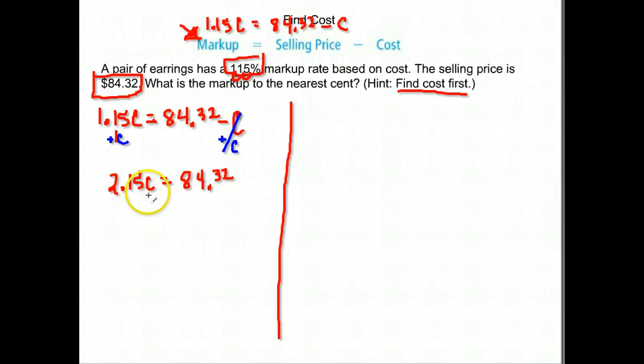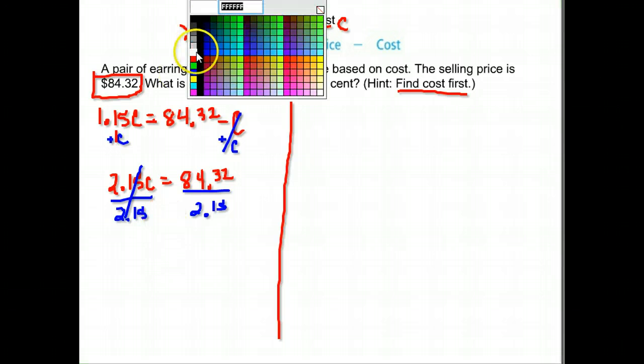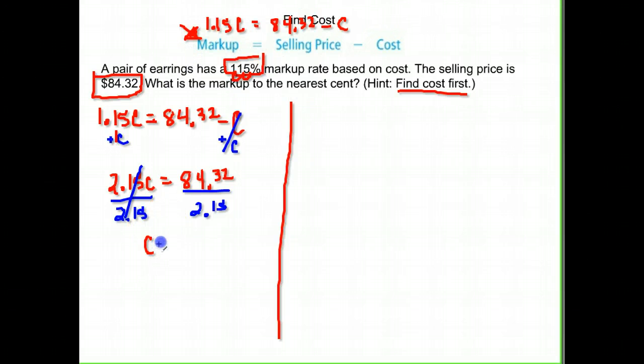We have to continue solving. We have 2.15 times C, so to solve we're going to do the opposite of multiplying by 2.15, which is to divide by 2.15. We do that on both sides. So over here we end up with $84.32 divided by 2.15, and I get $39.22 when I round to the nearest cent. That is my cost.